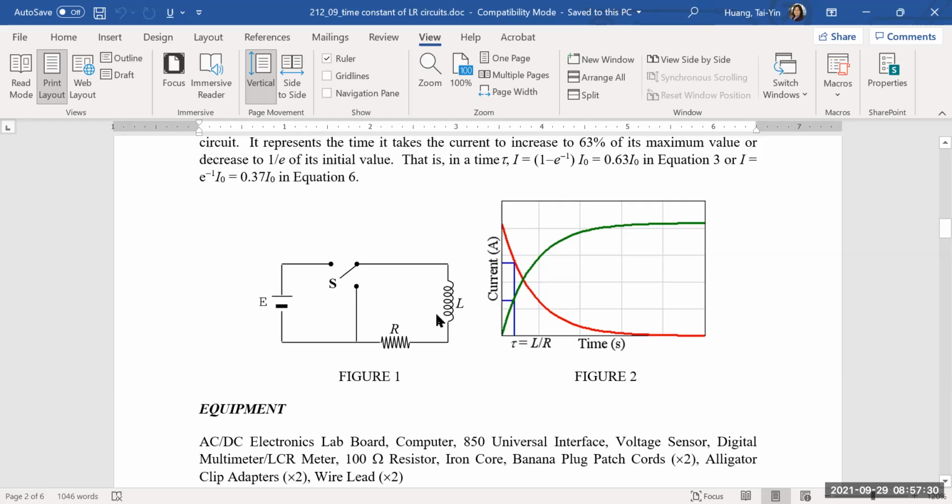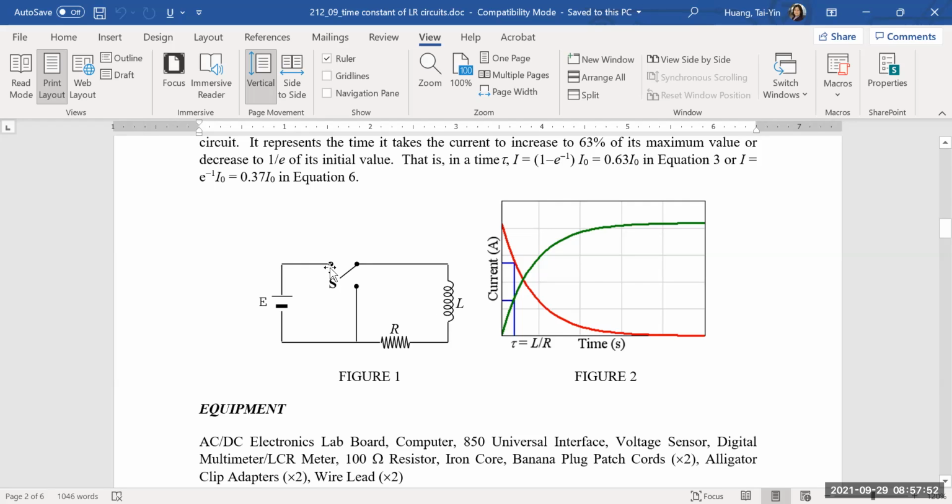And the inductor is a device that basically consists of a coil, with the main goal that it can store magnetic energy. We know that a resistor is the one that dissipates energy, and this one stores magnetic energy. And a capacitor is used to store electrical energy.